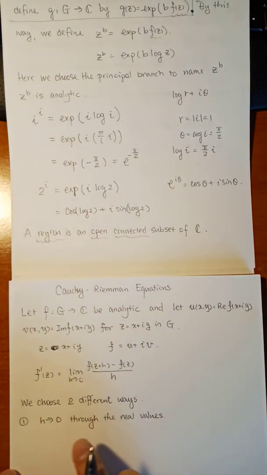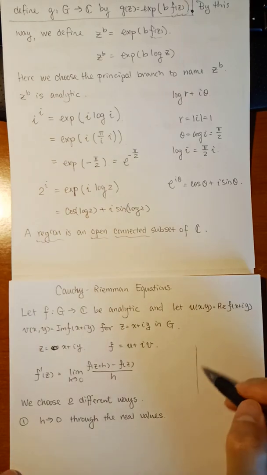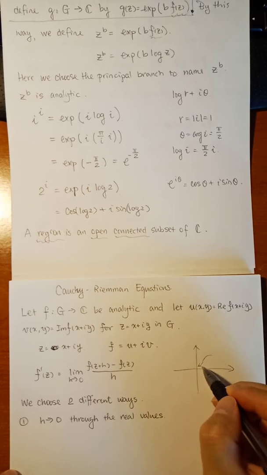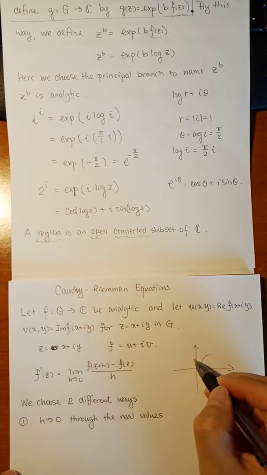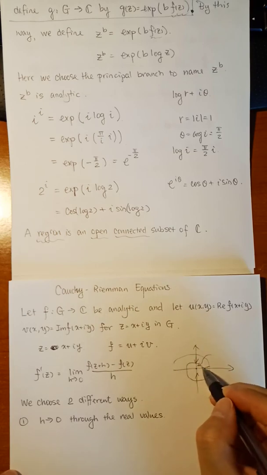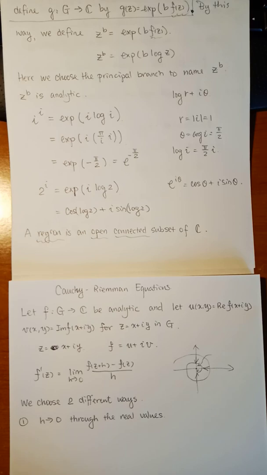Okay, h approaches 0 through the real value. You see, here h can go this way to 0. H can go this way to 0. H can go this way to 0, or whatever way, or even get the rotation to 0. Okay, so this is a possibility.